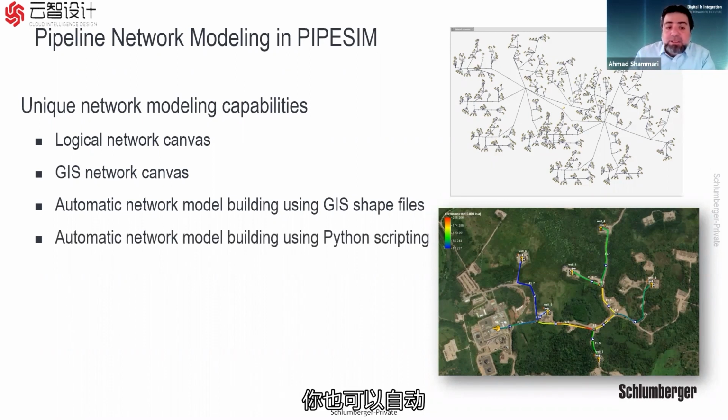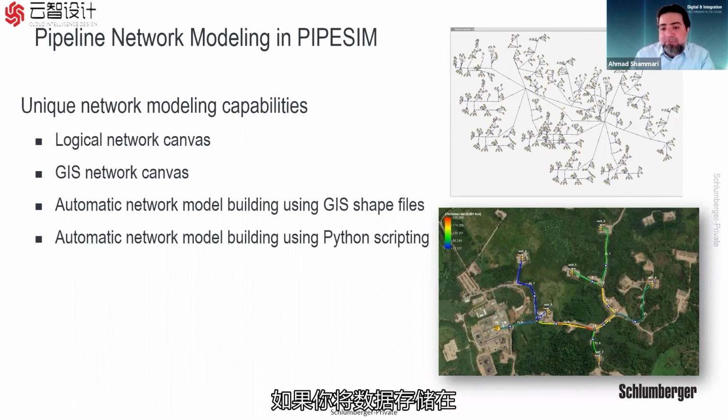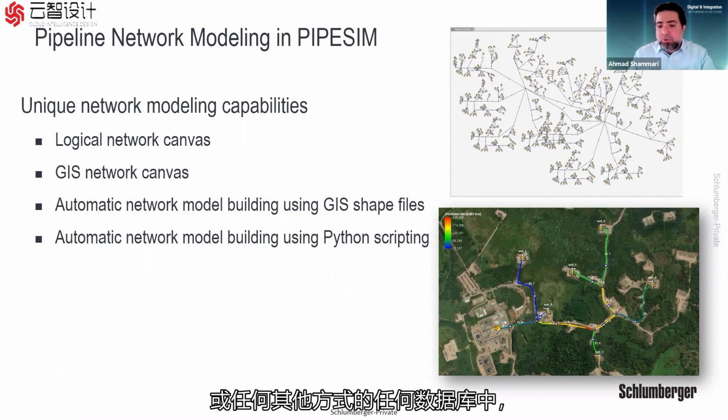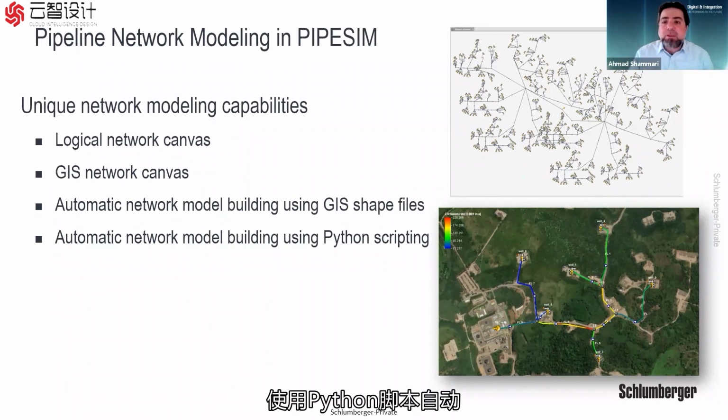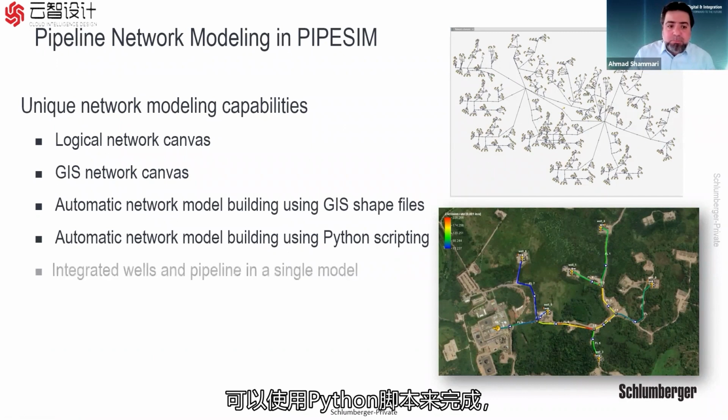You can also build your network automatically using Python scripting. If you have the data stored in Excel or in any other means, any database, you can develop a Python script to automatically build your wells and network models, build all the connections, even run the simulation without opening the user interface. All that can be done using Python scripting.